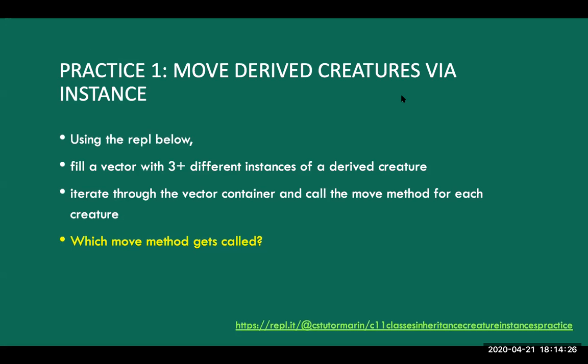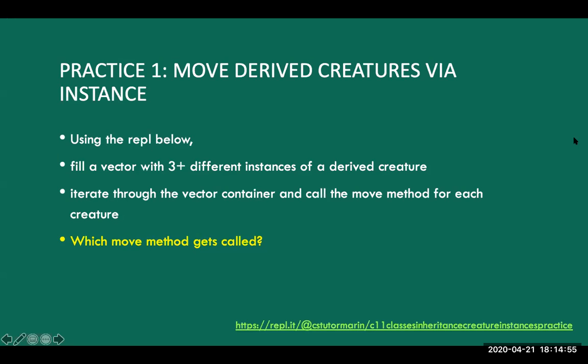All right, good. So we're on that first link there. We want to go to this classes inheritance creature instance practice. That's our number one practice. So click into that one, and then just do what we were just talking about. Fill the vector with 3 different instances of a derived creature. These are creature instances. Then iterate through the vector container, and you can use the range-based for loop that we saw there.